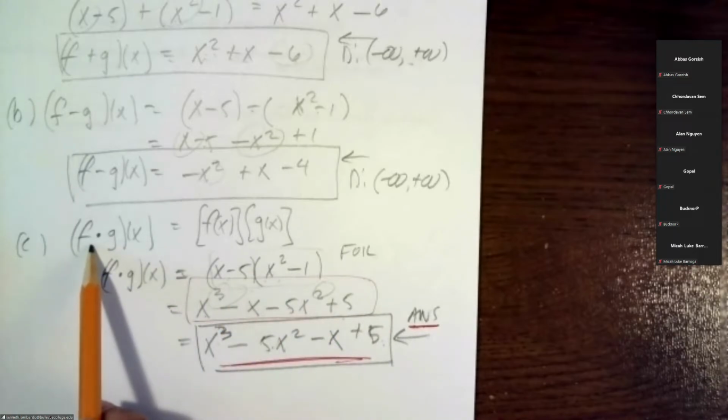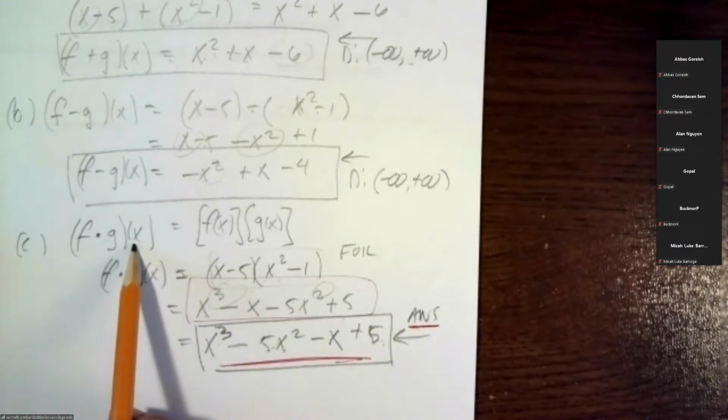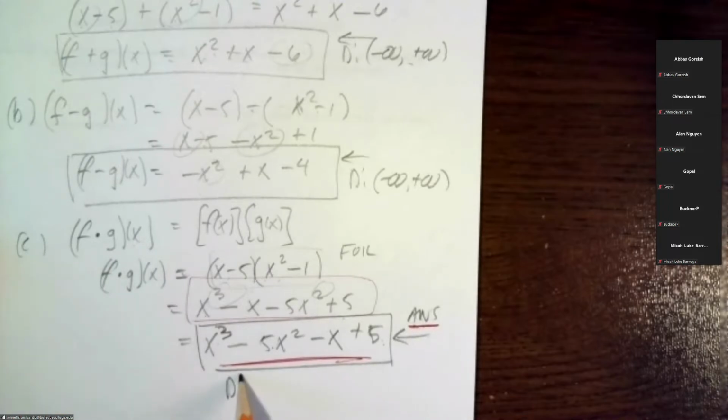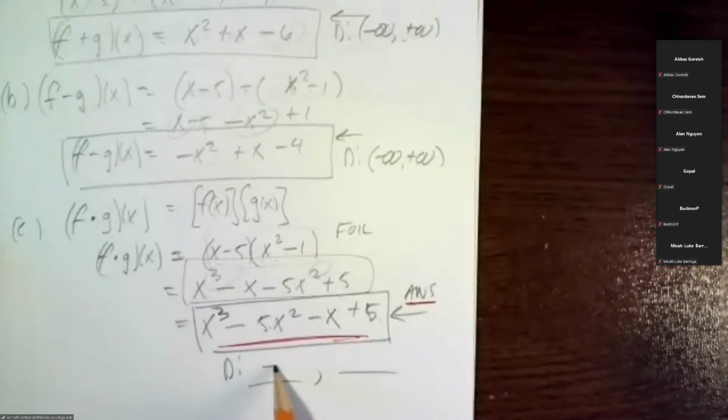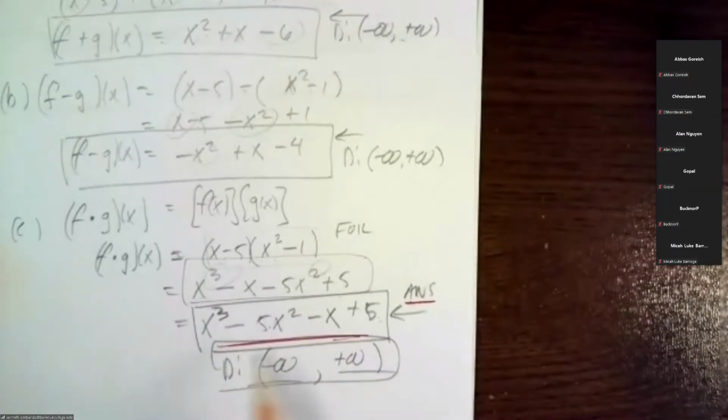So if I were to do this f times g of x, and let's say, oh, what's the domain of f times g of x? What would you tell me on that? Domain is negative infinity to positive infinity because there's no limitation. Okay, everybody agree? Anybody have something different? I agree. Okay, and we would put that like that.